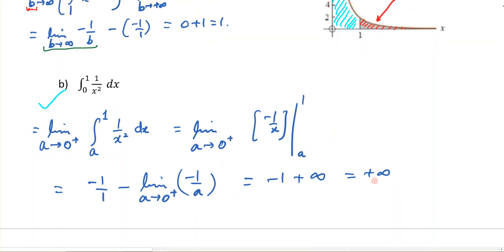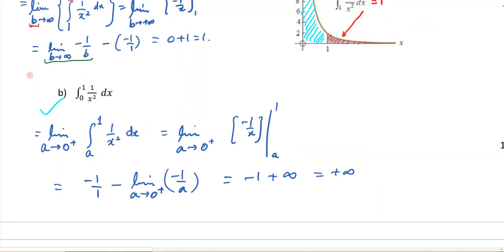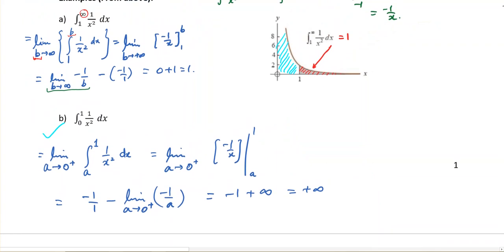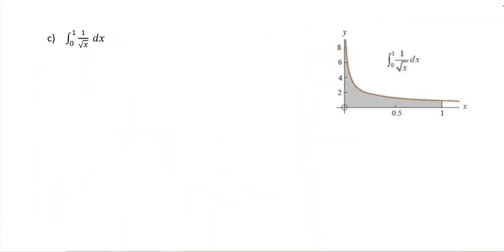It does not give us any particular convergent value. So improper integrals can have a finite value as the answer, or they can not have any particular result. They can just be unbounded or divergent. Let's try a couple more examples.